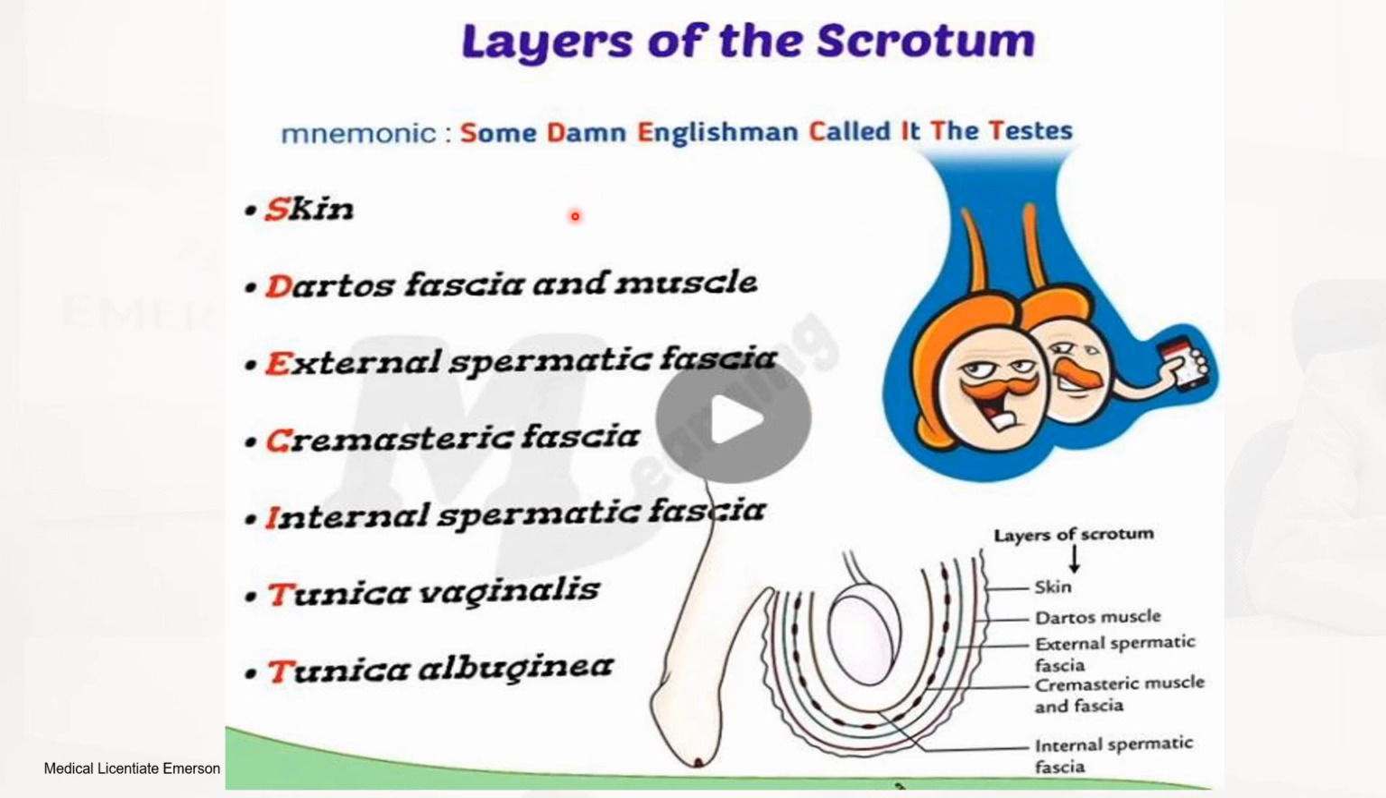The layers of the scrotum are remembered with a mnemonic, which an Englishman called TESTIS. S is for the skin, D is for the dartos fascia and the dartos muscle, then E is external spermatic fascia, C is for the cremasteric fascia, I is internal spermatic fascia, T is the tunica vaginalis, and the last T is the tunica albuginea. This is the order from superficial to deep.